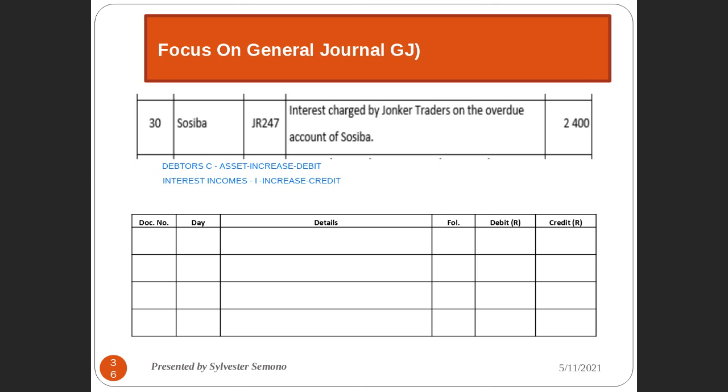We can't, because remember I told you the interests are exempt. Do not calculate any VAT. Just go and record them. This one is easier. So please tell me, obviously it's JR 247, and then we must have the 30th. And which account must I start with?